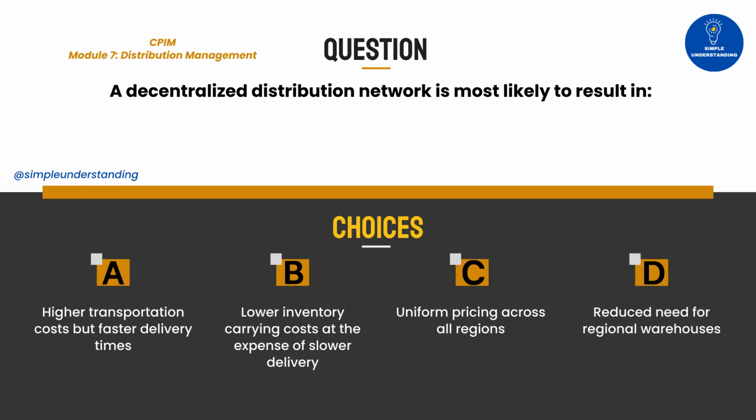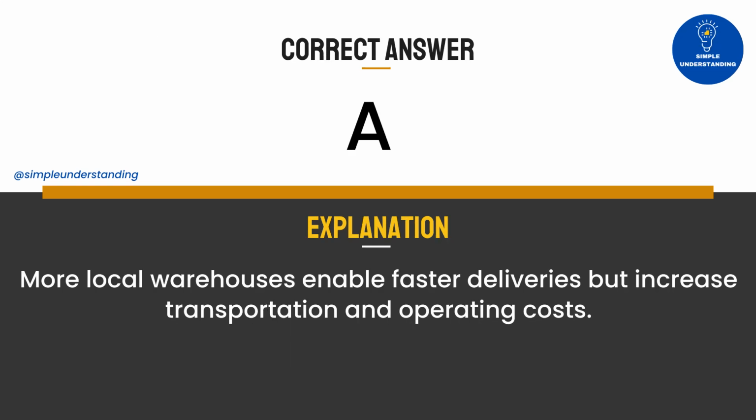Question 2. A decentralized distribution network is most likely to result in A. Higher transportation costs but faster delivery times. B. Lower inventory carrying costs at the expense of slower delivery. C. Uniform pricing across all regions. D. Reduced need for regional warehouses. Correct answer: A. Explanation: More local warehouses enable faster deliveries, but increase transportation and operating costs.